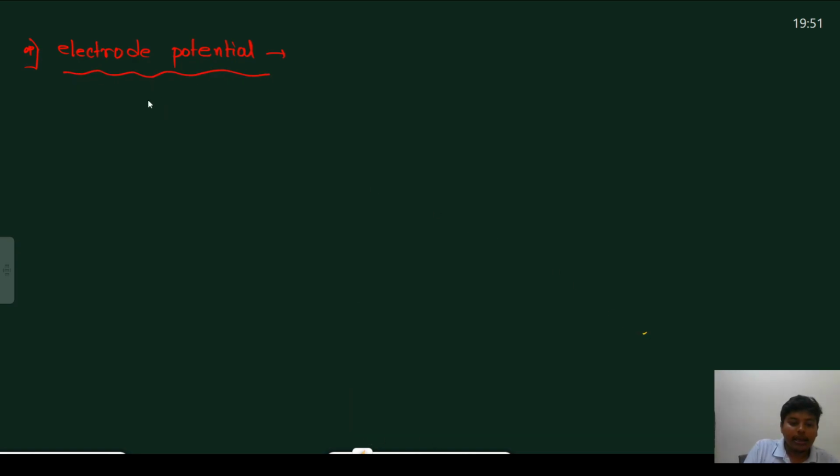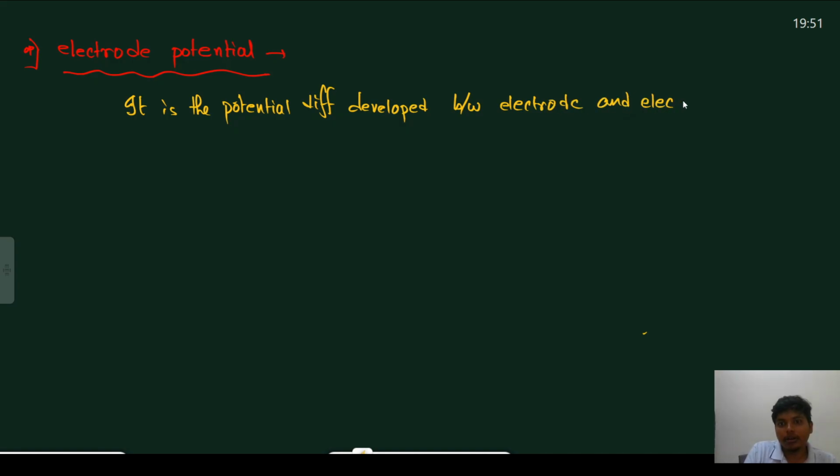Now what is electrode potential? Simply remember, it is the potential difference developed between electrode and electrolyte when an electrode is immersed in its electrolyte solution.